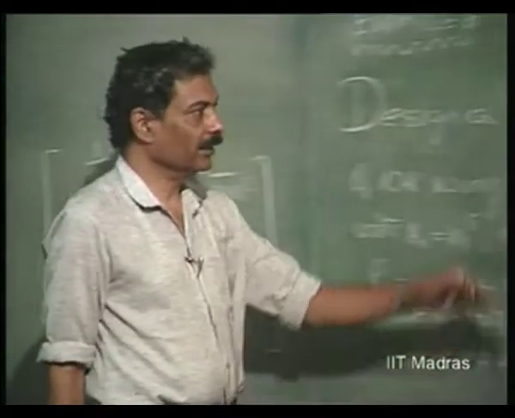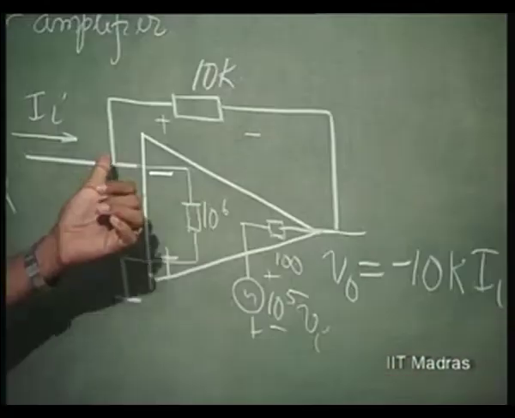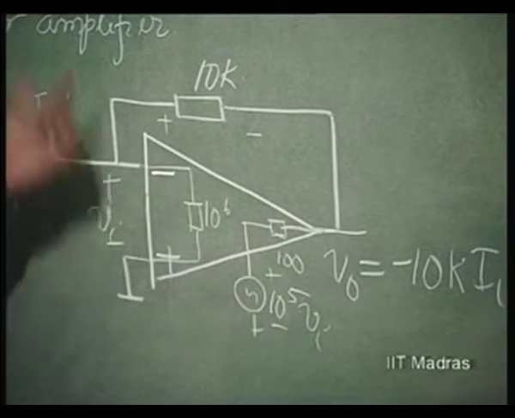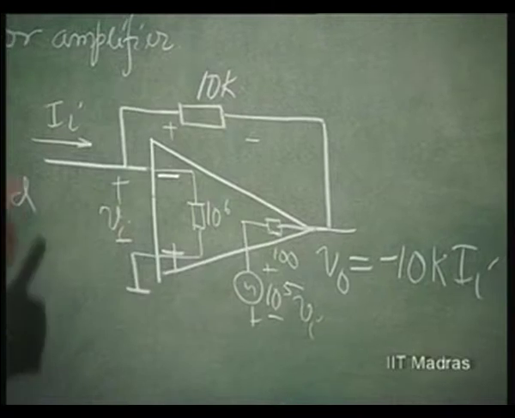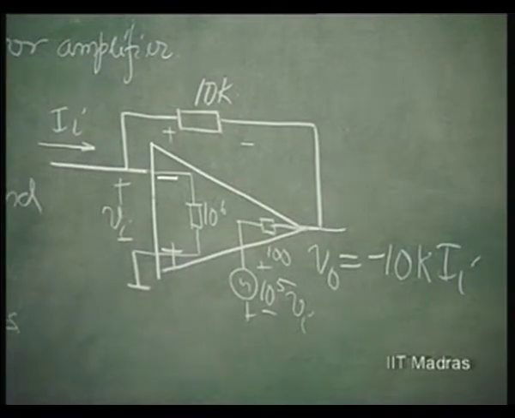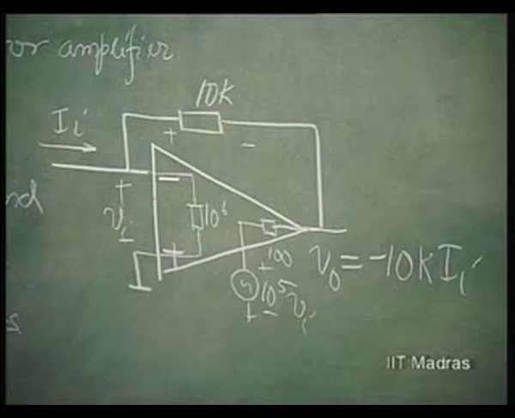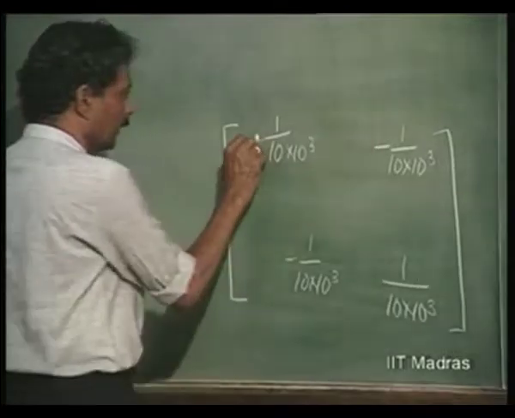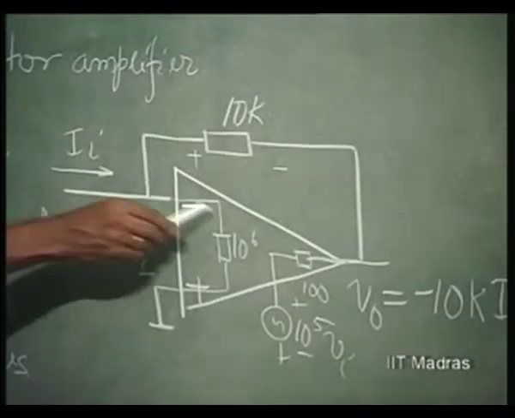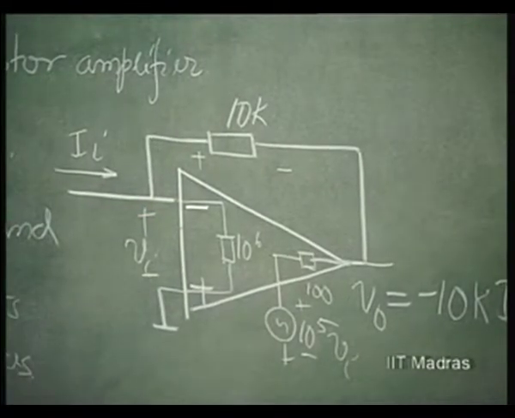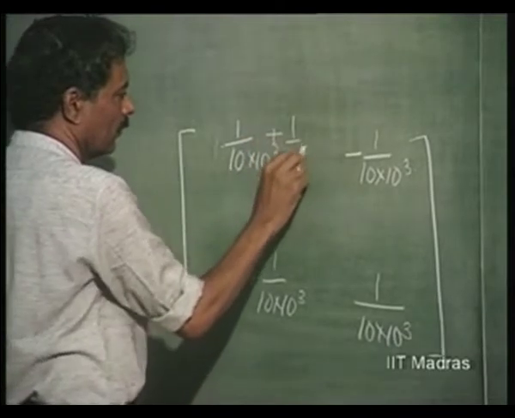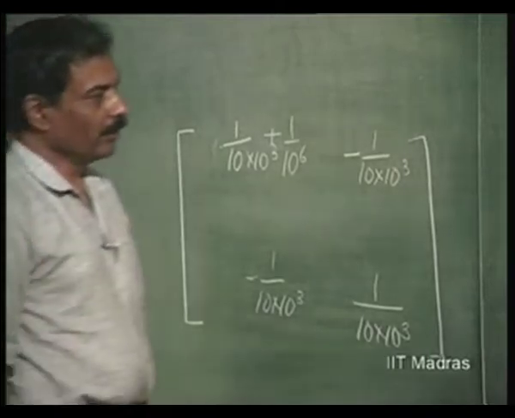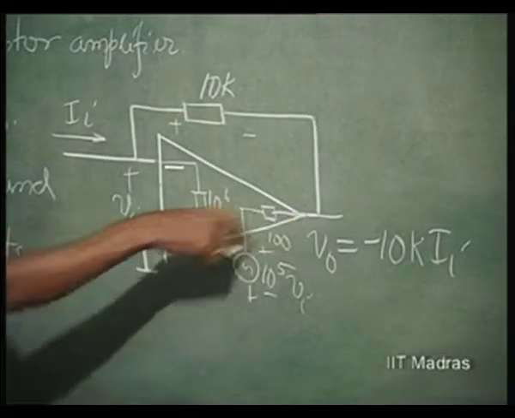Because this is RF, we said an RF connected between output and input will contribute 1 over RF, minus 1 over RF, minus 1 over RF and 1 over RF as admittance parameters for the whole feedback configuration. As far as the amplifier is concerned, at the input this 1 over 10 to the power 6 comes into picture. At the output, this 100 ohms will be coming into picture.